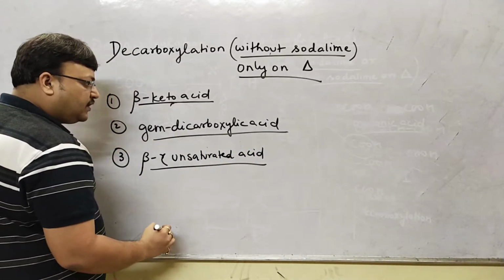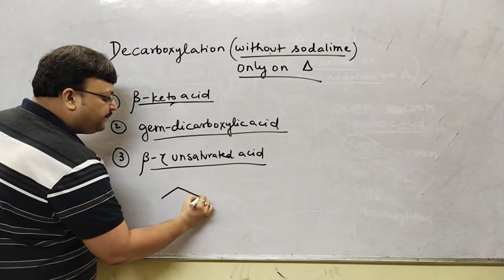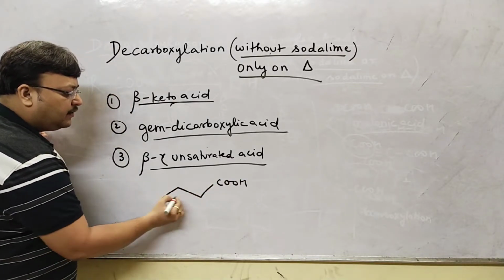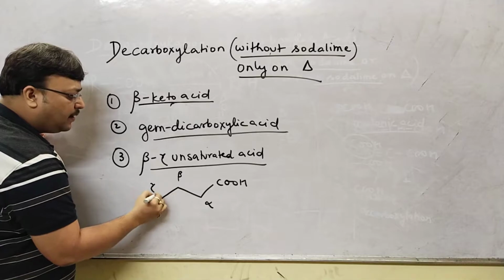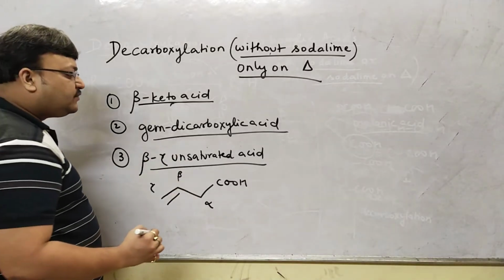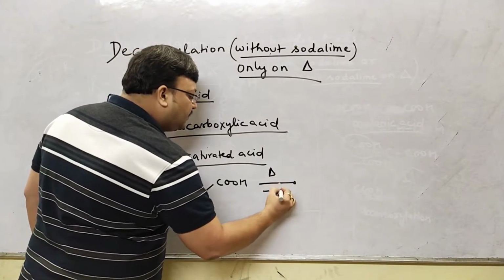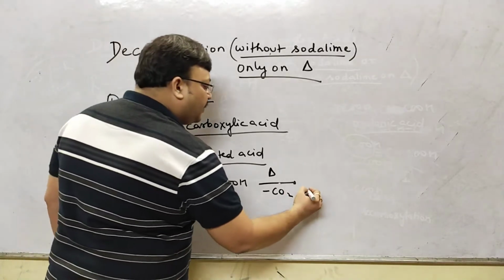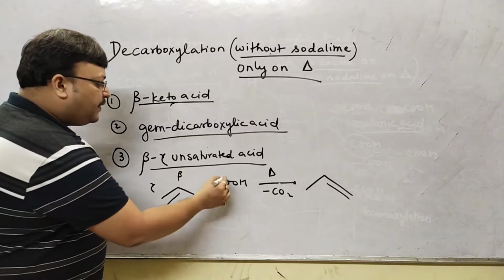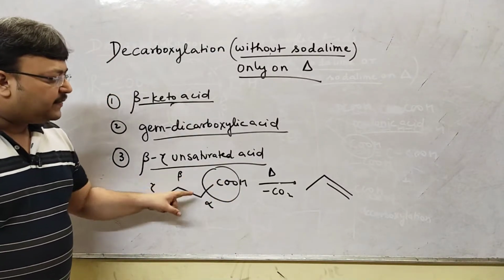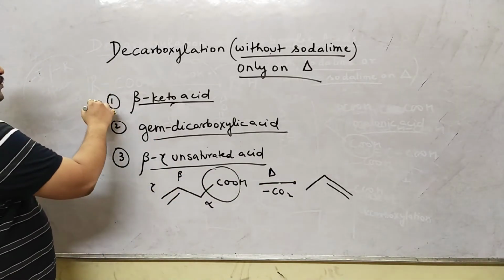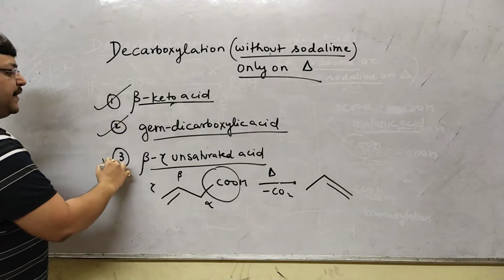Now how do you draw a beta gamma unsaturated acid? Suppose this is COOH, alpha, beta, gamma, and place a pi bond here. So this is a beta gamma unsaturated acid. Again on heating you will lose carbon dioxide, a 4 carbon compound will become a 3 carbon compound, and this will be the final product. So remember these three names: beta keto acid, gem dicarboxylic acid, beta gamma unsaturated acid.